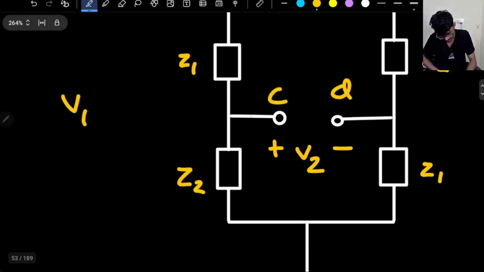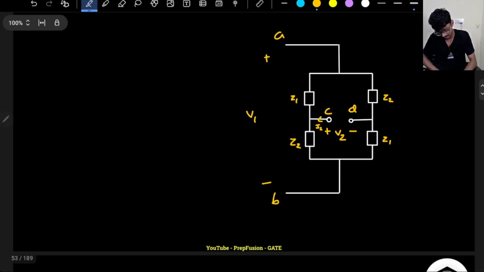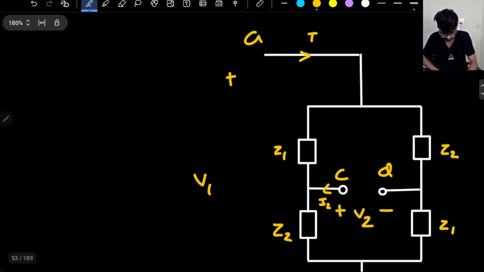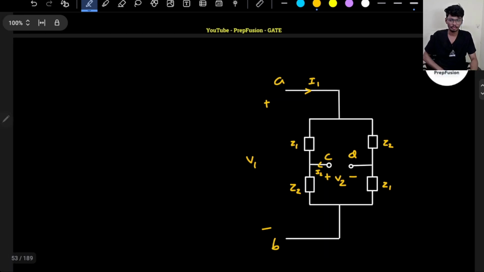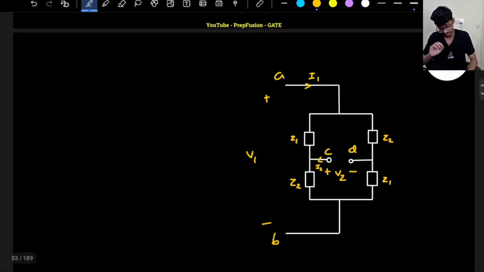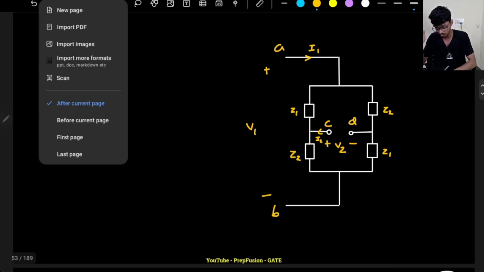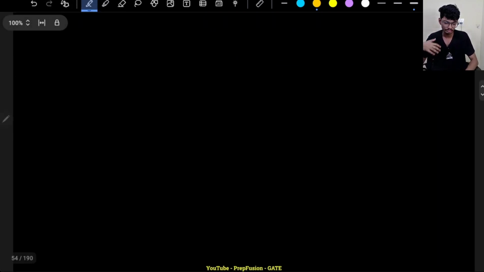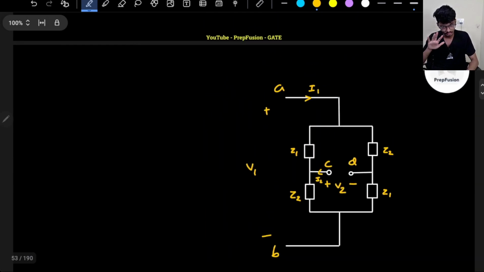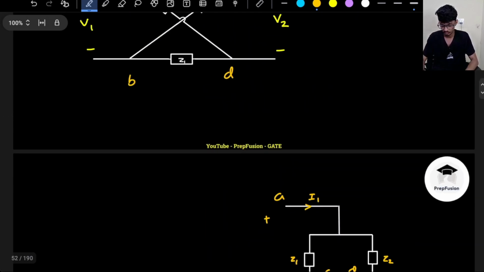What is I2? I2 will be the current from the positive terminal of V2, and I1 will be the current going out from the positive terminal of V1. You can convert, but I will directly calculate without converting. Few students will not be comfortable with conversion, so I will solve without converting.